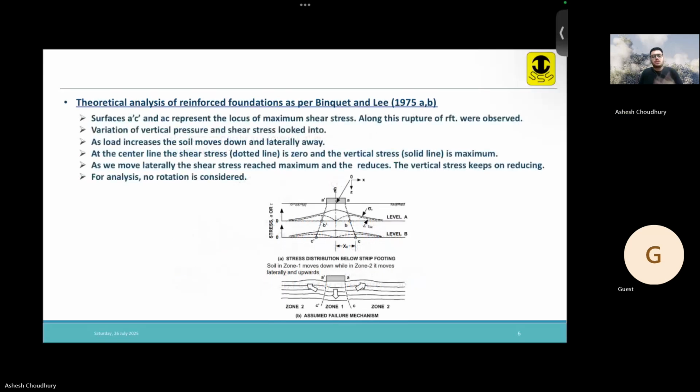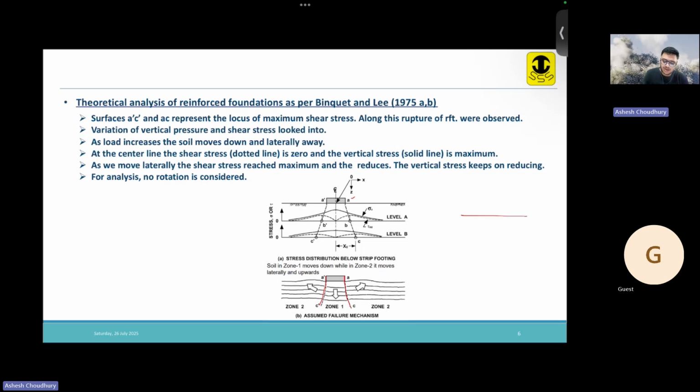Now, let us see the failure mechanism that is associated with this. So here we have a footing A dash A, that is our strip footing, and the stress distribution below the strip footing is actually shown. Surfaces A prime, C prime, and AC represent the locus of maximum shear stress. So these A prime, C prime, and AC are the locus of the maximum shear stress.